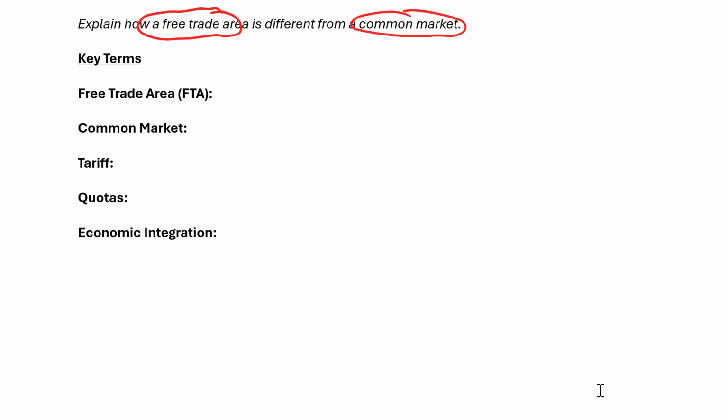Okay, so the plan moving forward is to discuss some of the similarities and then some of the differences and explain the key concepts. As usual, we're going to start off with some key terms, then we move on to a diagram, then we explain a bit of the theory and so forth, and then we finish off with some sort of real-world example. Okay, so to begin with, let's look at the key terms. There are about 5 of them which I think are relevant here, and these are obviously the free trade area, or FTA, common market, tariffs, quotas, and economic integration.